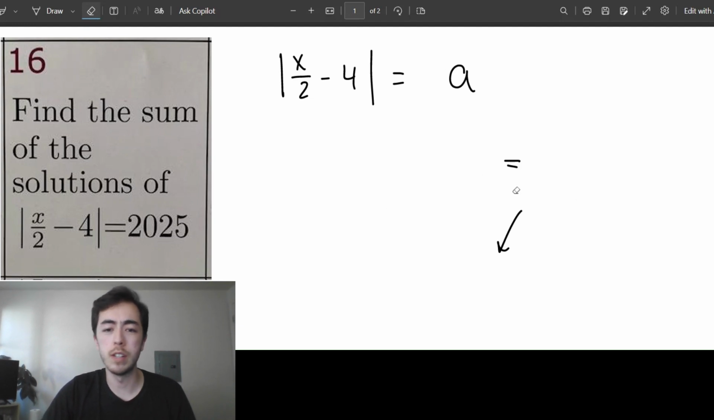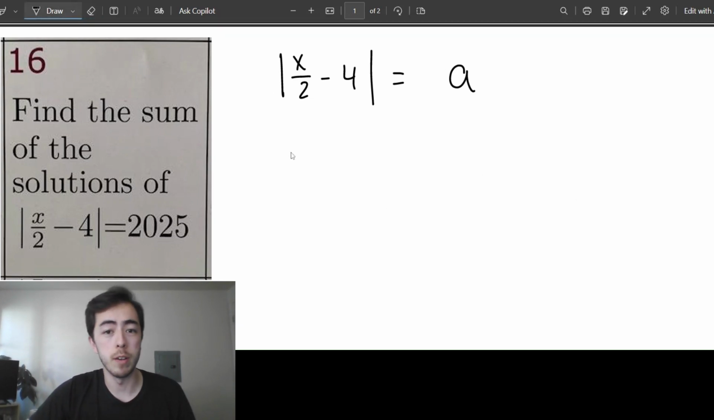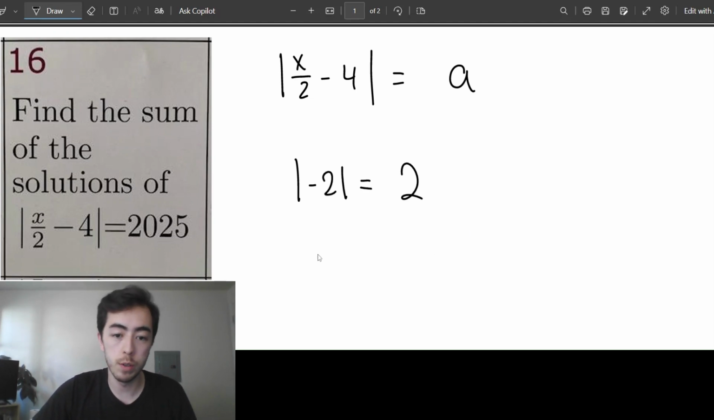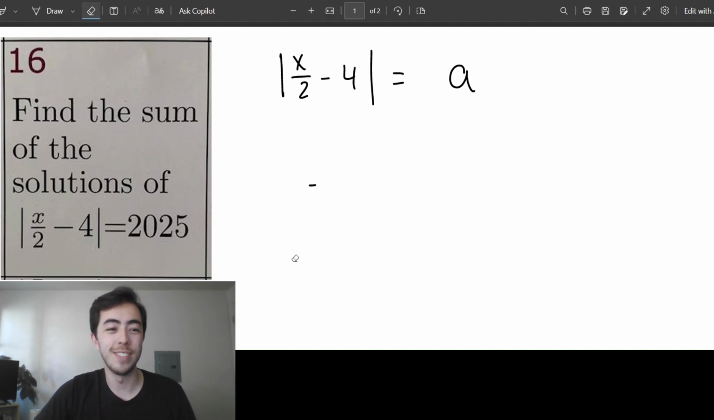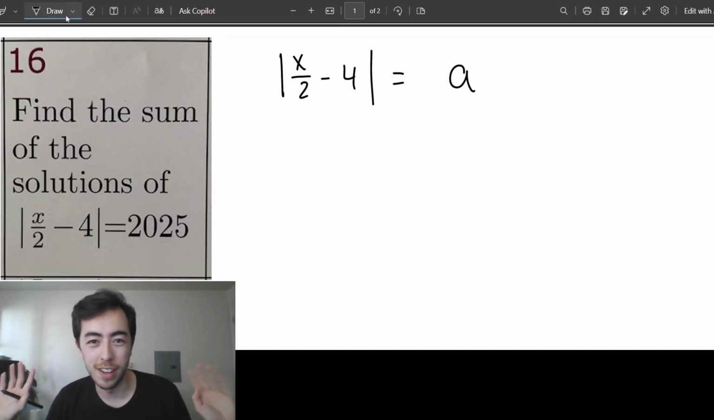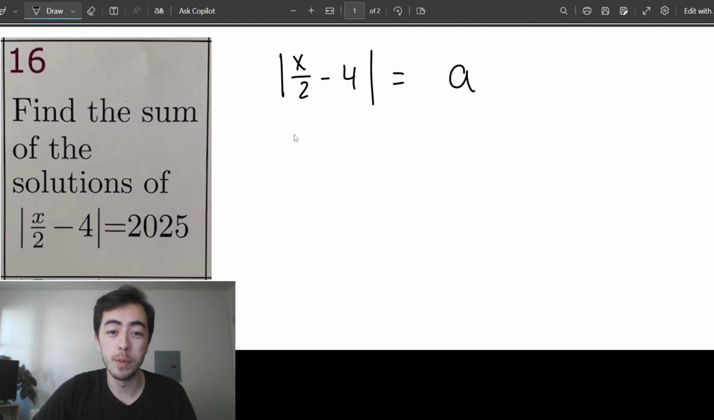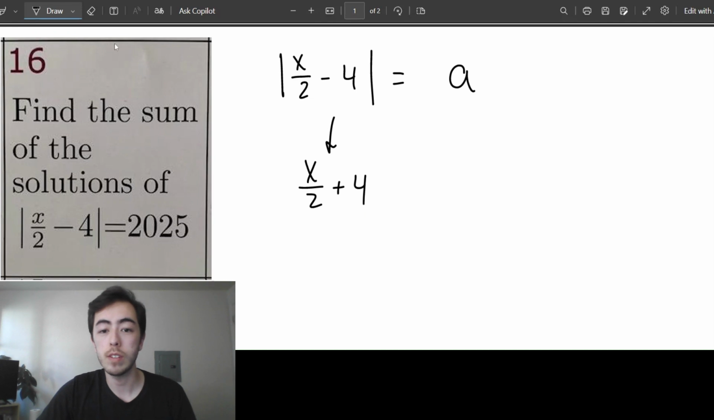The first thing that we need to talk about are these absolute value bars right here and here. Normally, if you take the absolute value of a number, it just removes the negative sign. So the absolute value of -2 is 2. The absolute value of 100 is just 100. One thing you don't do with absolute value bars is think that you just swap negative signs for positive signs. The absolute value of this is not x over 2 plus 4.